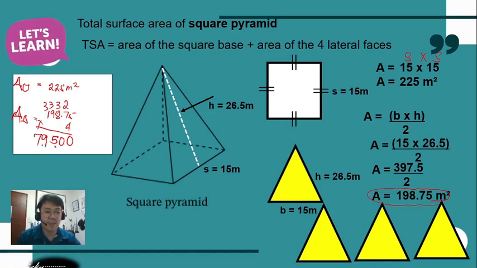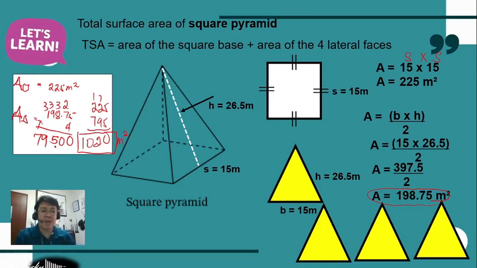Let's find out. We're going to add this one to the area of the square. So 225 plus 795. We got 1020. Then the unit used is square meters. So that's how we get the total surface area. We first get the area of the base, which is a square, then the area of one of the 4 lateral faces, then just multiply it by 4.